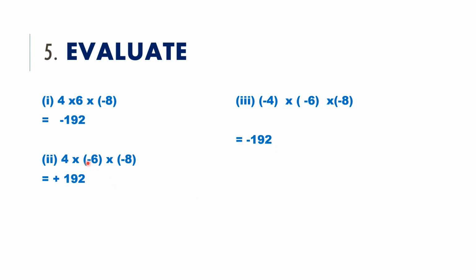But look at this sum. Negative and negative will become positive. So finish. It is plus. Because 2 is an even number, that is why we have plus 192 as the answer.